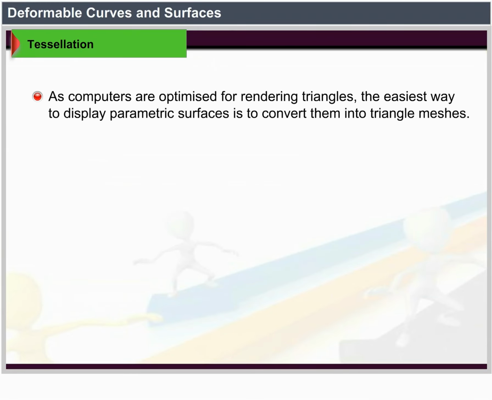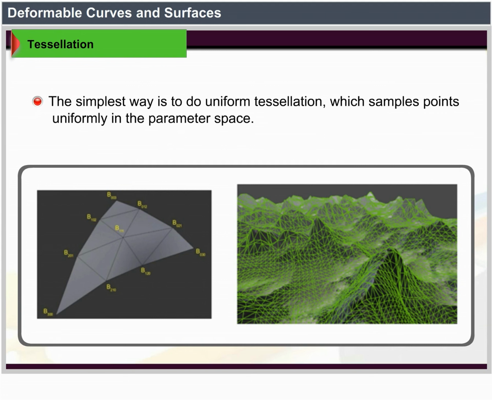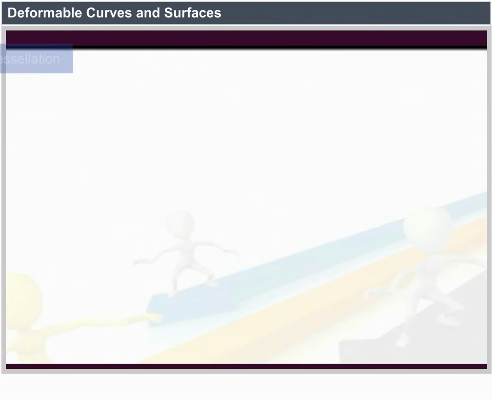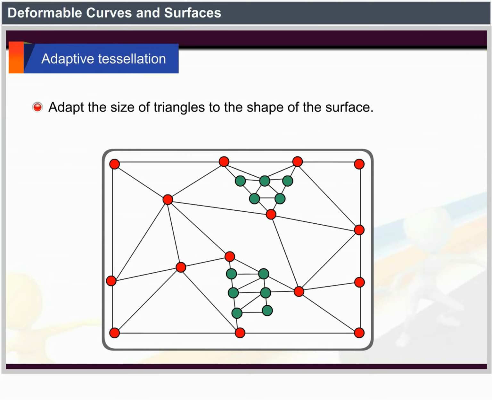Tessellation. As computers are optimized for rendering triangles, the easiest way to display parametric surfaces is to convert them into triangle meshes. The simplest way to do this is uniform tessellation, which samples points uniformly in the parameter space. Adaptive tessellation. Adapt the size of triangles to the shape of the surface.